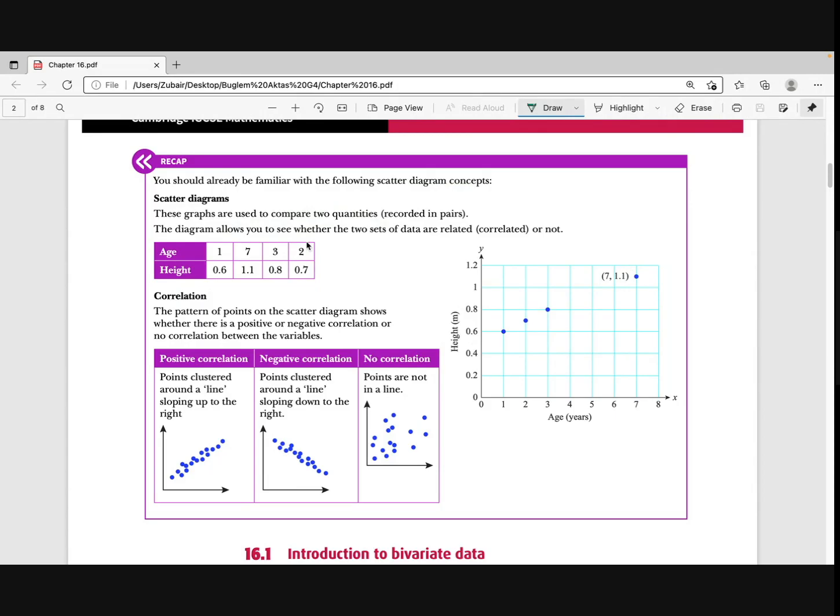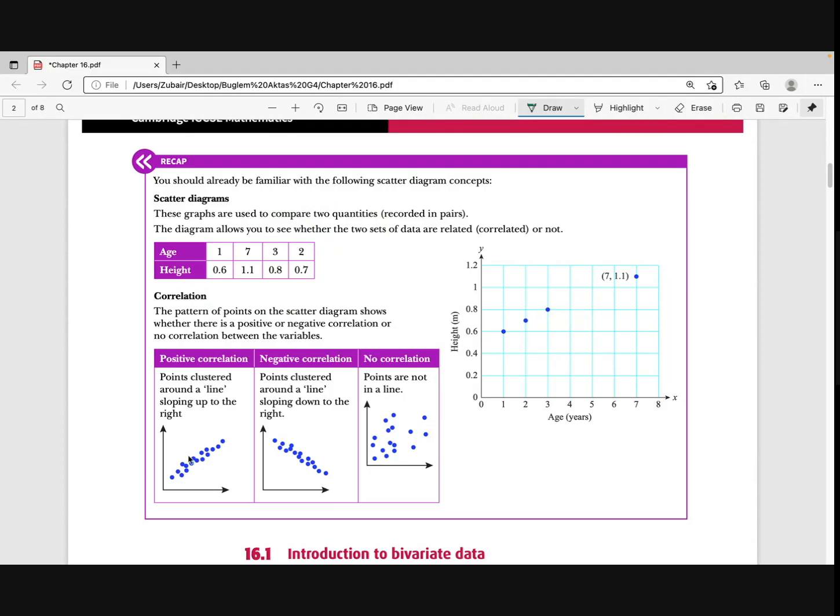Once done, I was not able to interpret it from these points because these are in random order: 1, 7, 3, 2, increasing, decreasing. But once I have this graph, I can say that this is sort of a positive trend. As the age is increasing, height is increasing. Clear? Yes. So this is the limit which we would be facing, which we have to solve.